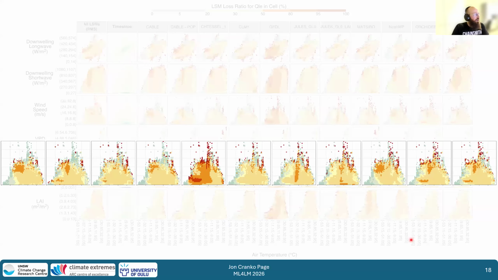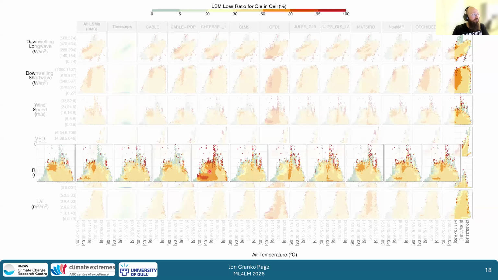And then here we have wind speed as well. And again, you can kind of see it starts to occur as the wind speed increases for various different temperatures. And again, you can see the models that do worse for this flux.